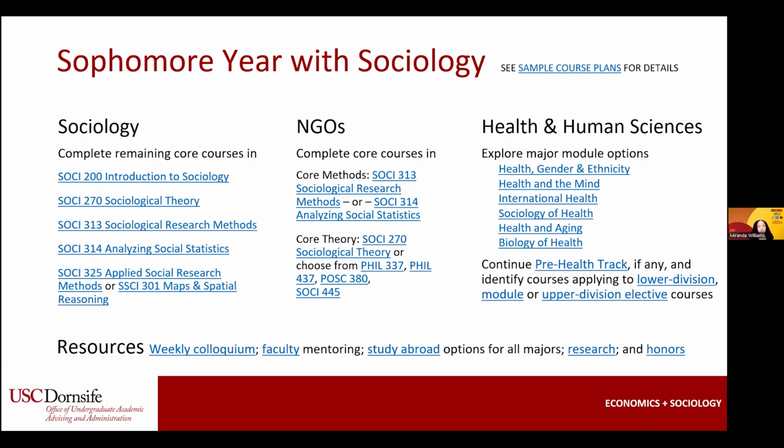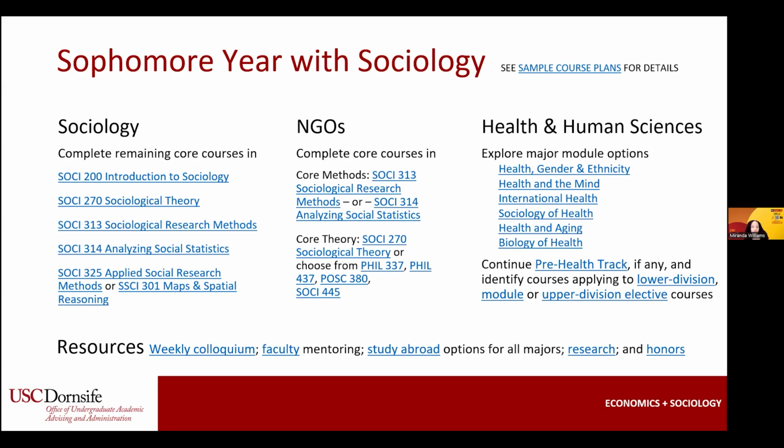So starting with the Sociology BA, sophomore students will continue taking their core courses listed here on the screen. So that would be Soc 200, Introduction to Sociology, Soc 270, Sociological Theory, Soc 313, Sociological Research Methods, Soc 314, Analyzing Social Statistics, and either Soc 325 or SSCI 301, either or for that last requirement.